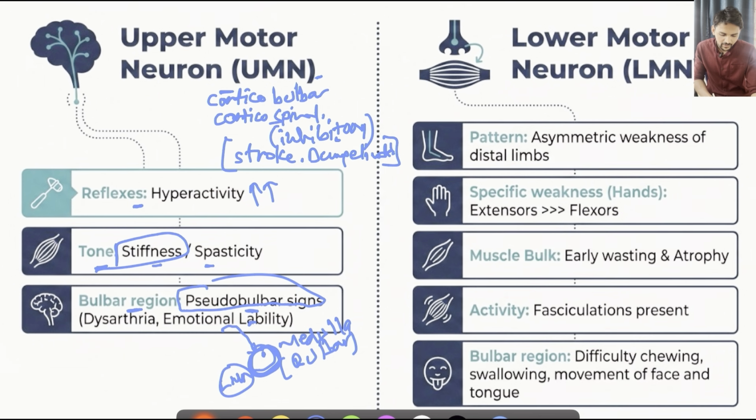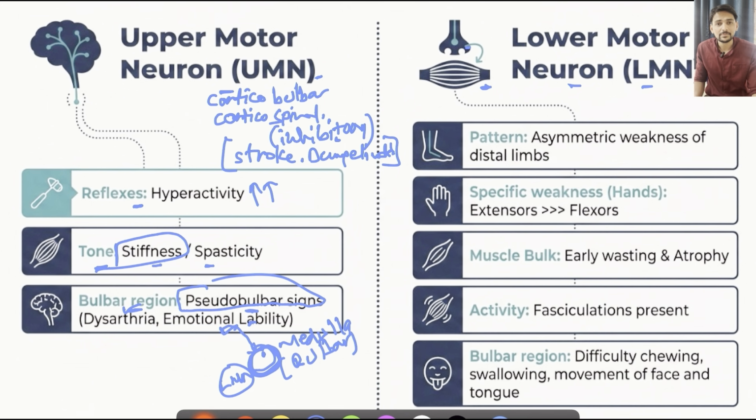So how does it manifest? There might be dysarthria, mainly spastic type of dysarthria, or choking sensation in the throat, or there might be emotional lability. These are the manifestations. Whereas lower motor neurons, the ones starting from anterior horn cell or cranial nerve nuclei till the effector cells, that is muscle, are called LMN.